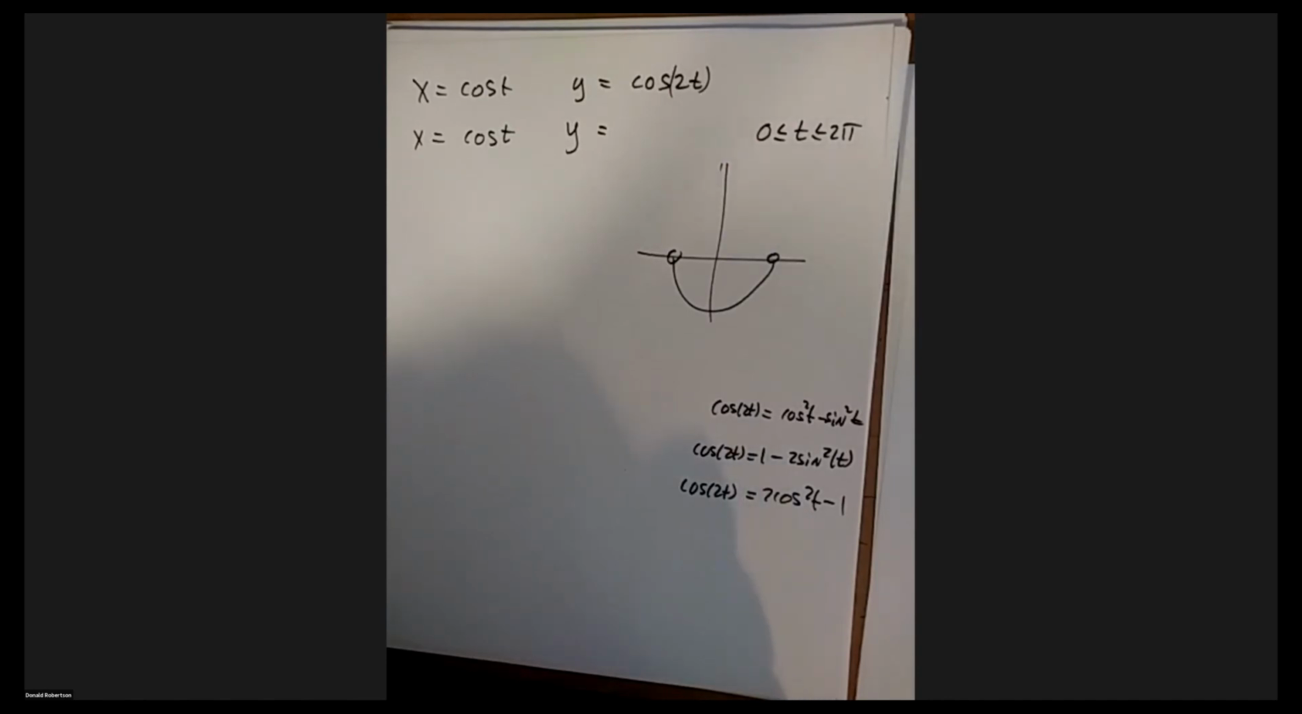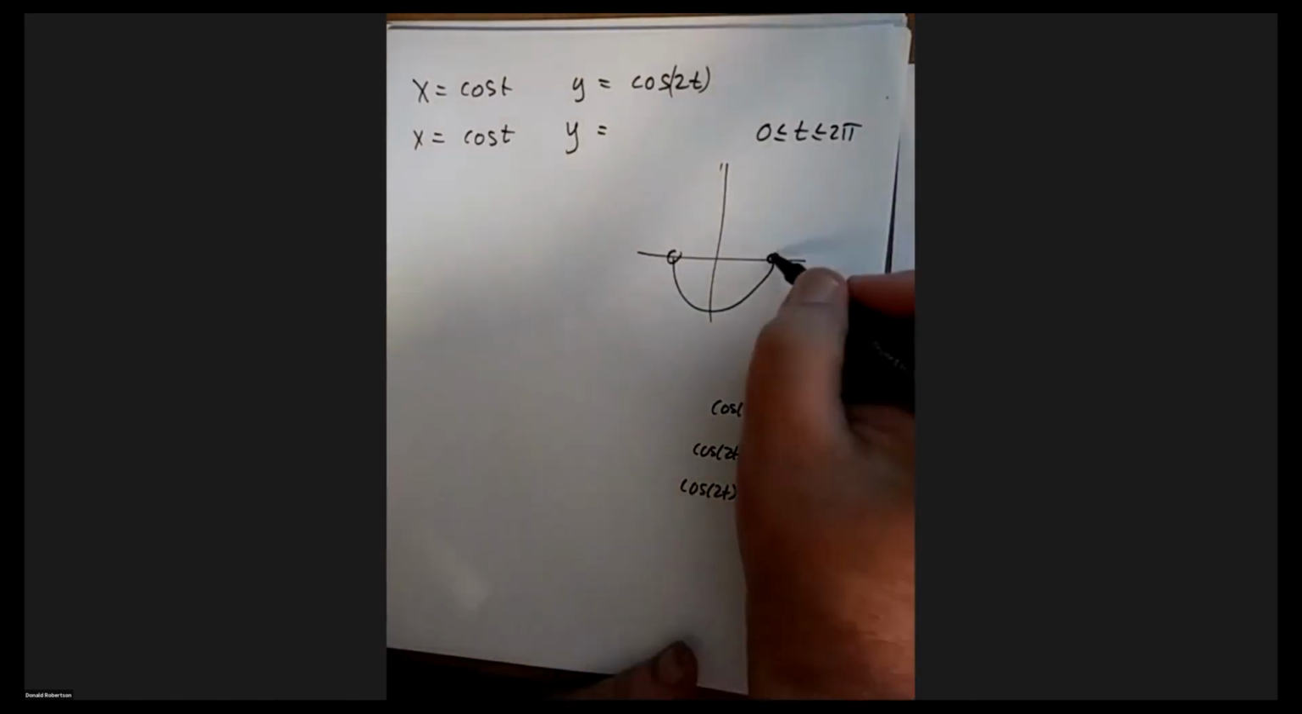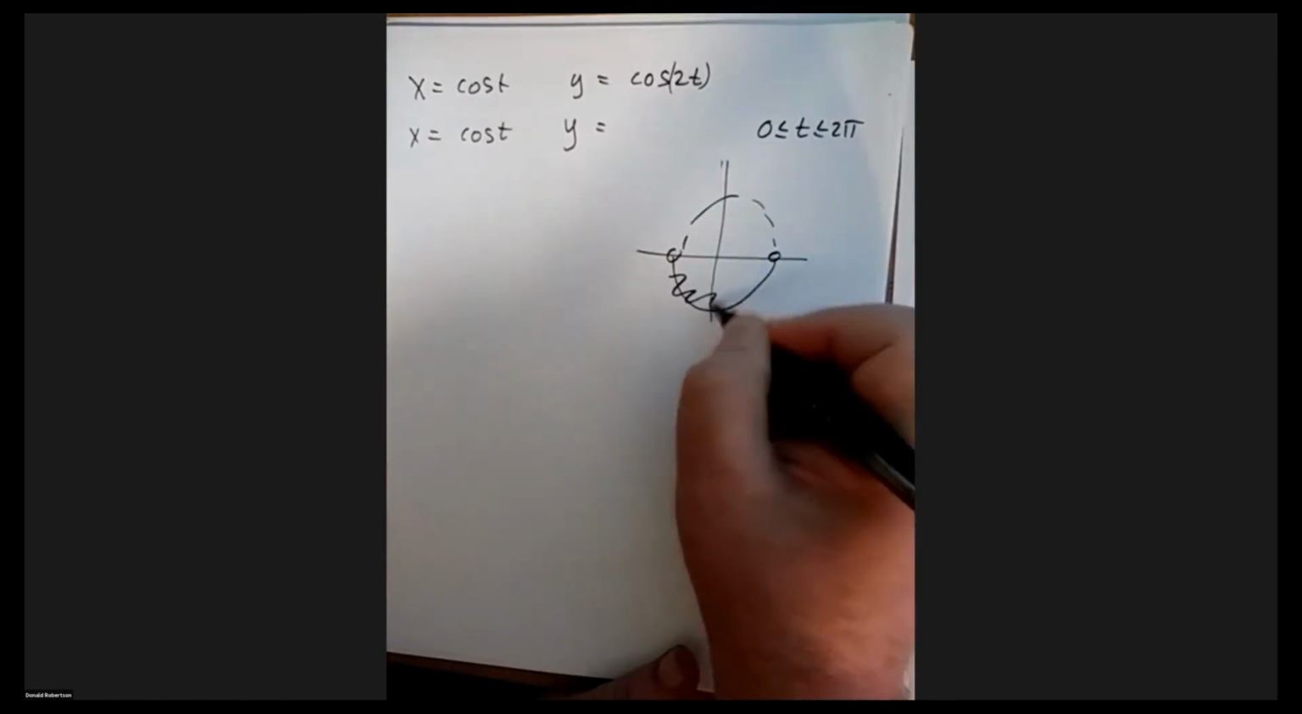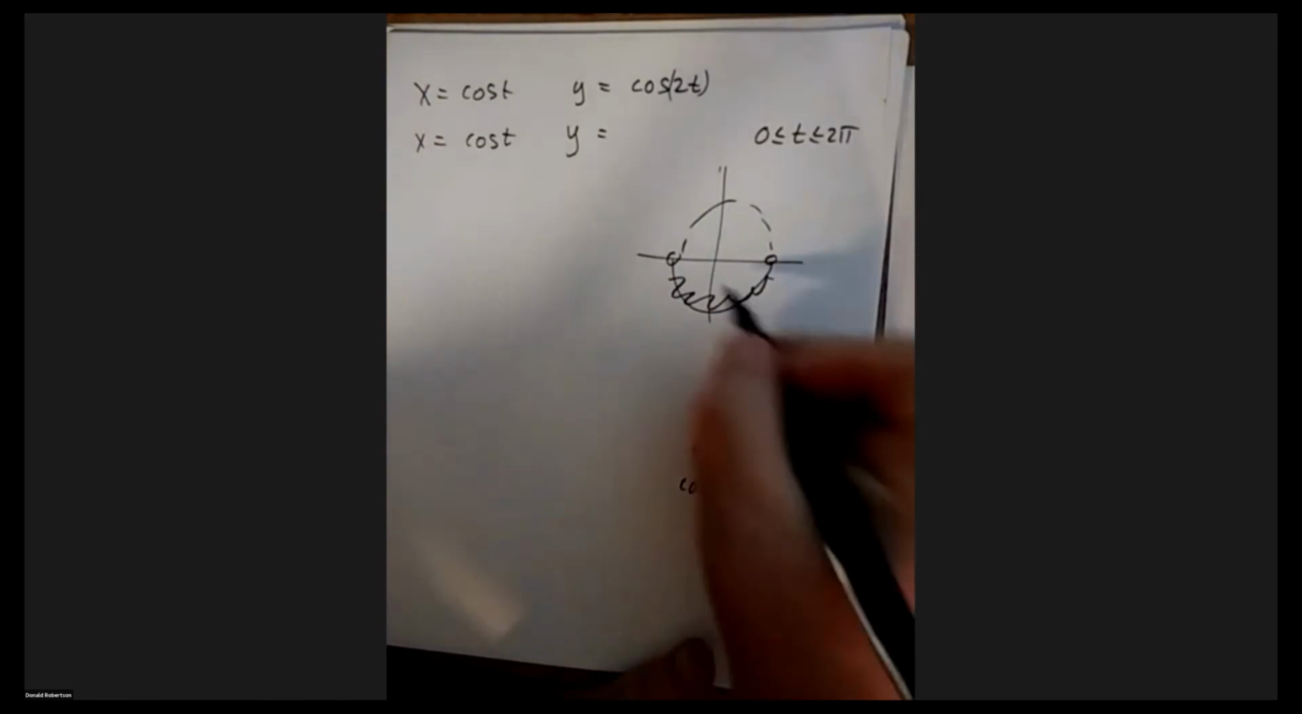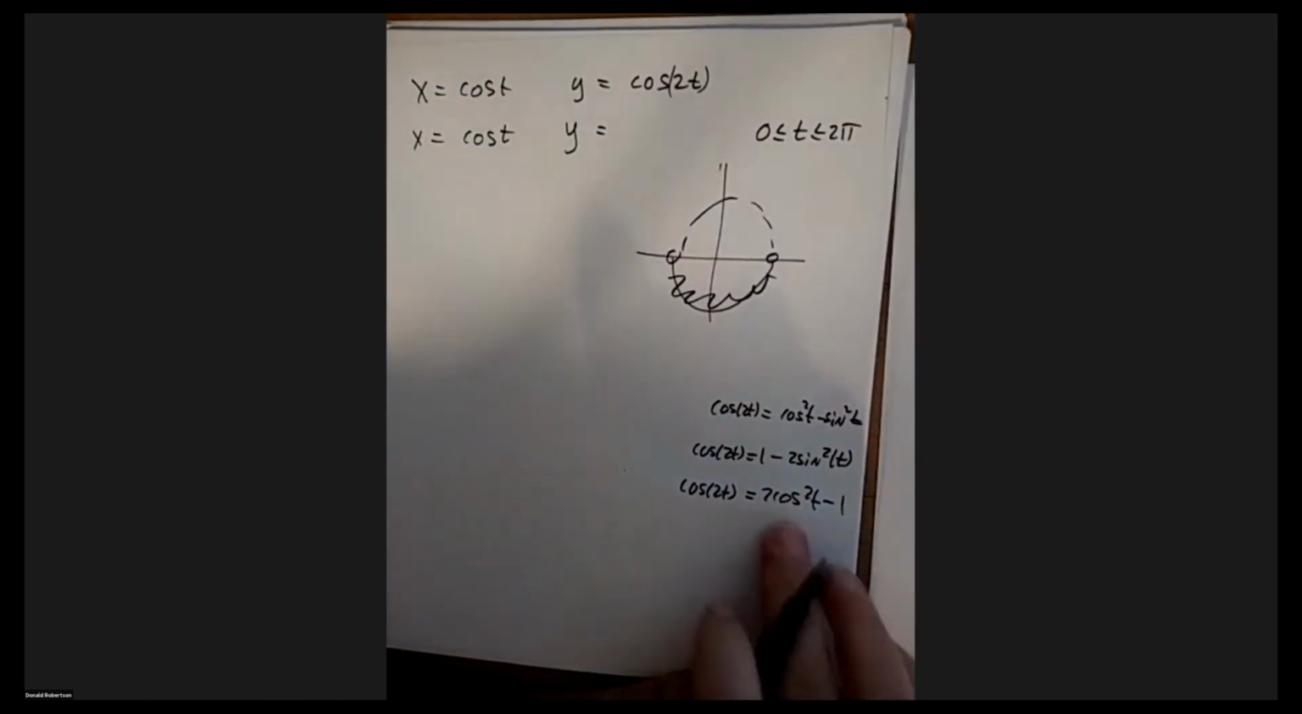Two cos squared t minus 1. Actually, now that I've done that, picture looks like that. No, it doesn't. Darn, it was right the first time. That guy is right.